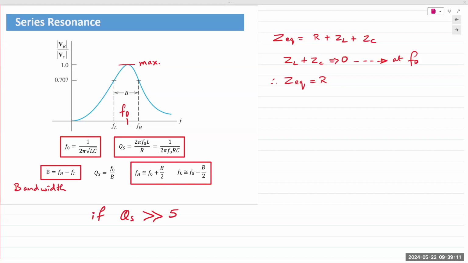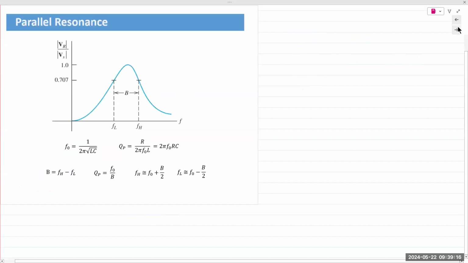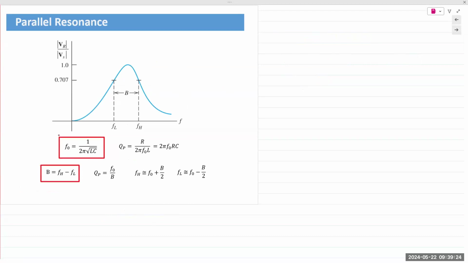Now the equations are exactly the same for parallel resonance. So I'll go to the equations first. F0 is exactly the same. Bandwidth is also exactly the same. Quality in terms of the resonant frequency and bandwidth is also the same. The only difference is QP is different. It's flipped because it's now connected in parallel. Everything else remains the same.